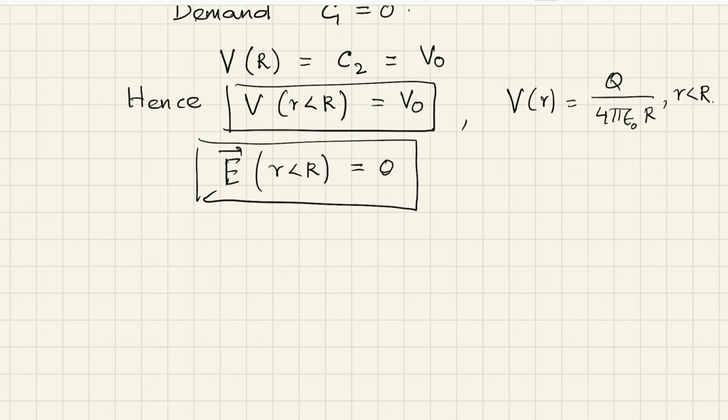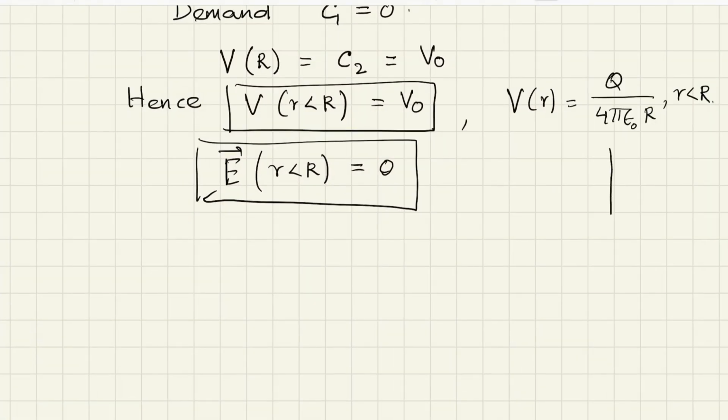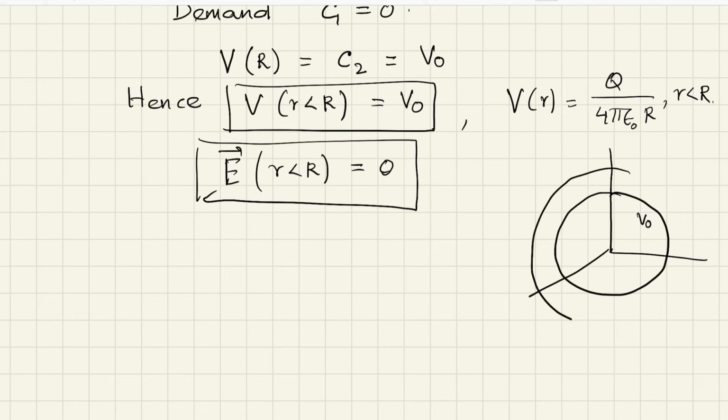So suppose I had two concentric spheres. Let me just give an additional example. Suppose I had one which was at V naught, and another concentric sphere which was at V equal to 0. How would the function look?